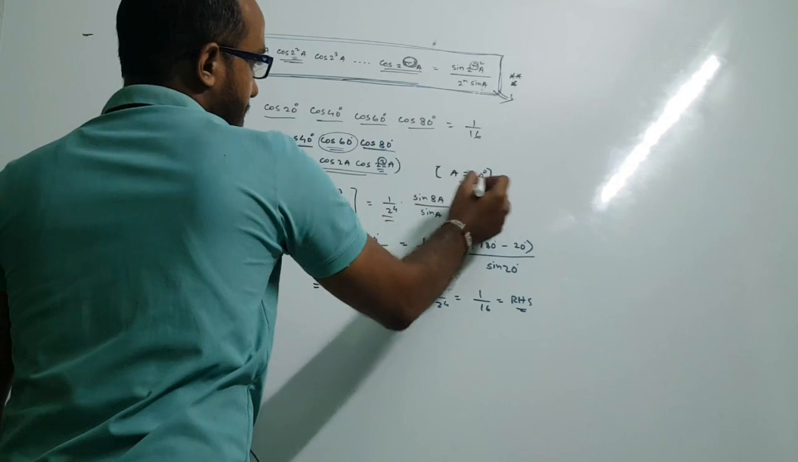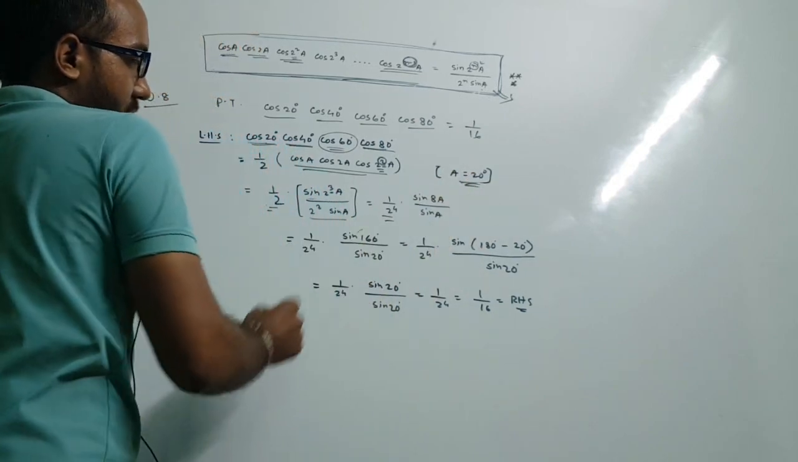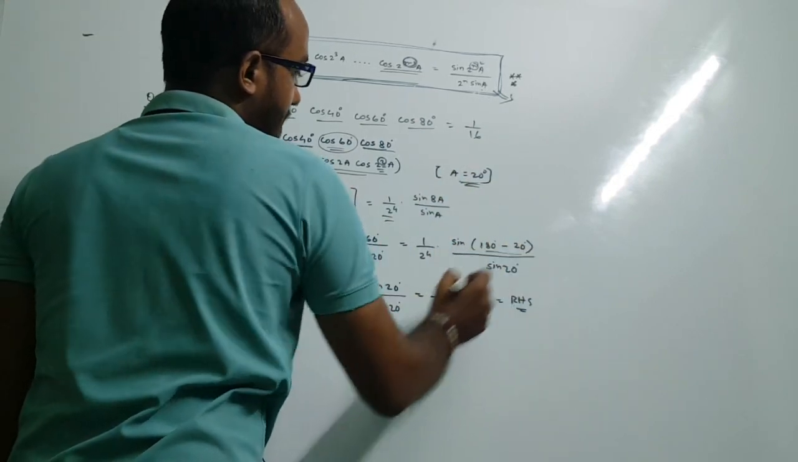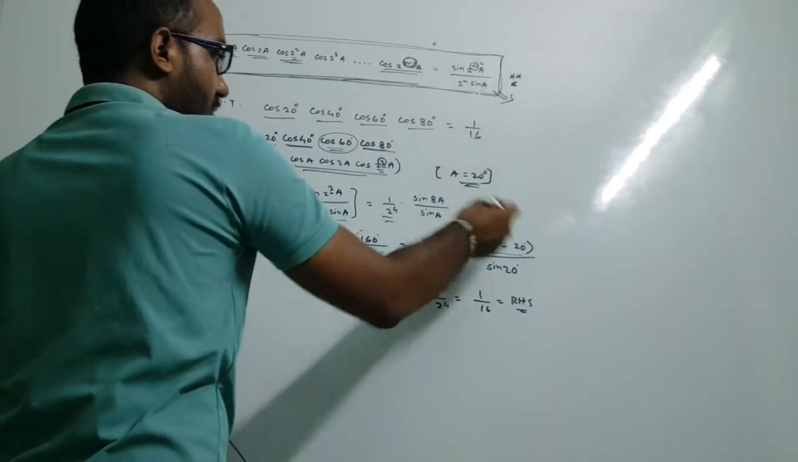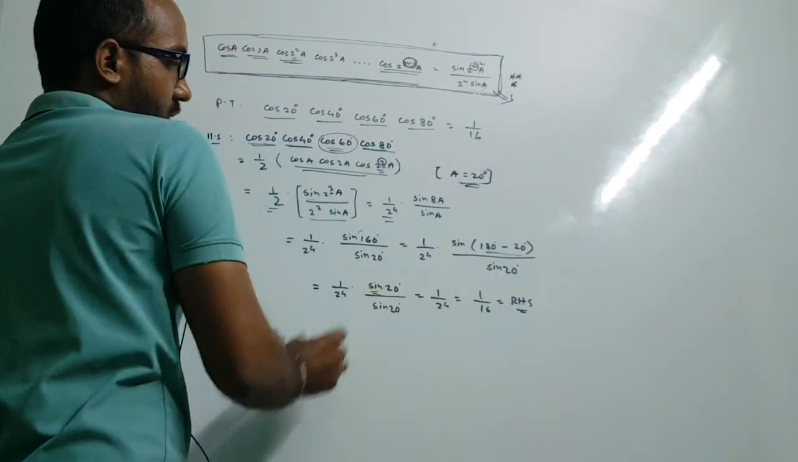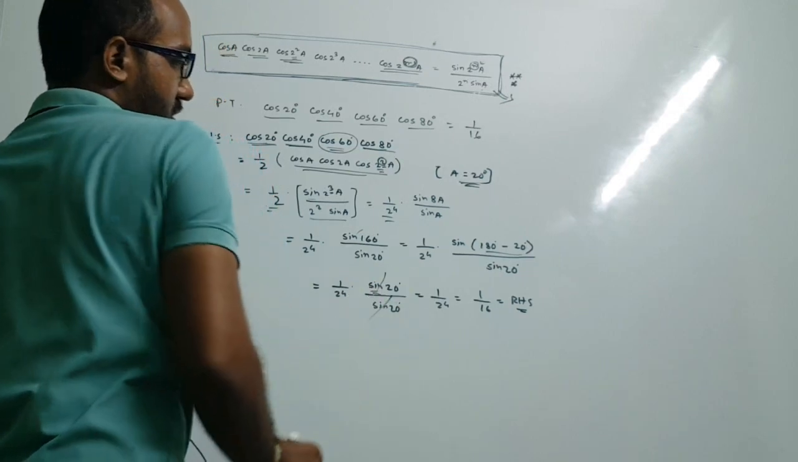Now 8A, where A is 20 degree, is sin 160 degree. We can write 160 degree as 180 minus 20 degree. Sin of pi minus theta is sin theta. So sin 20 degree, and sin 20 gets cancelled out.